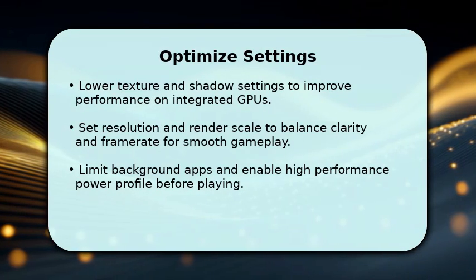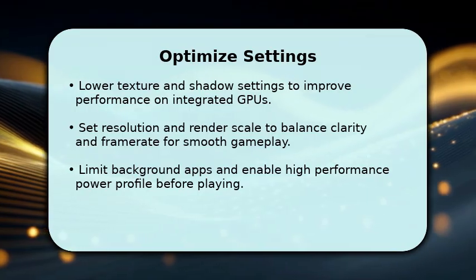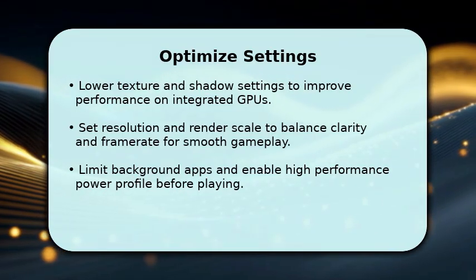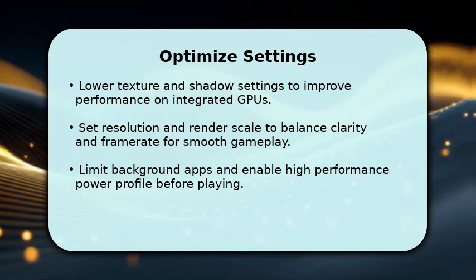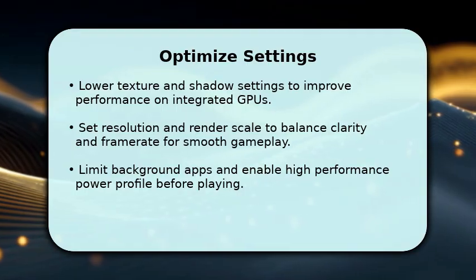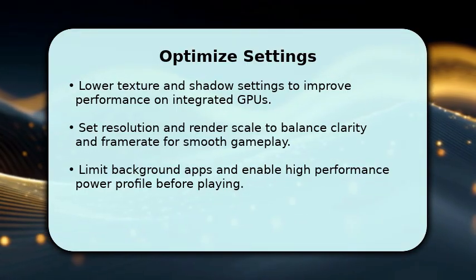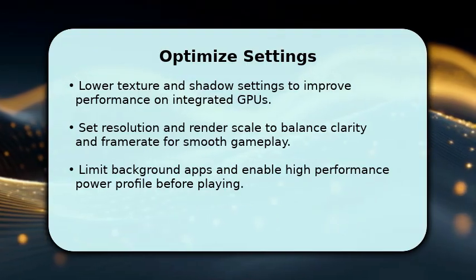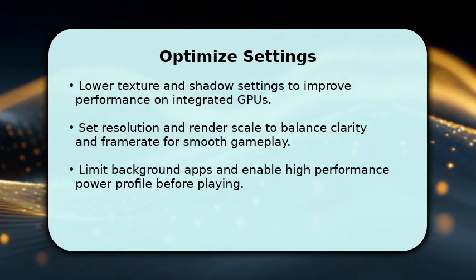To optimize settings for Gmod on a laptop, open the video options and reduce texture quality, shadow detail, and water reflections to free GPU memory. Set resolution to native or one step lower, and lower render scale to improve frame rate without significant visual loss.